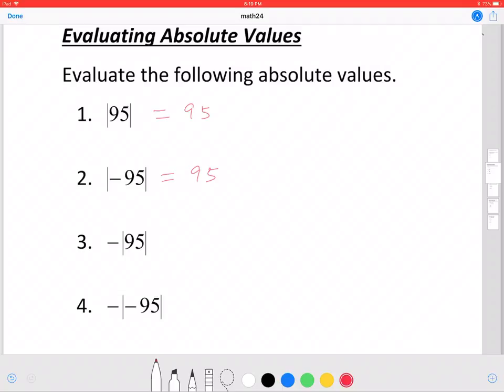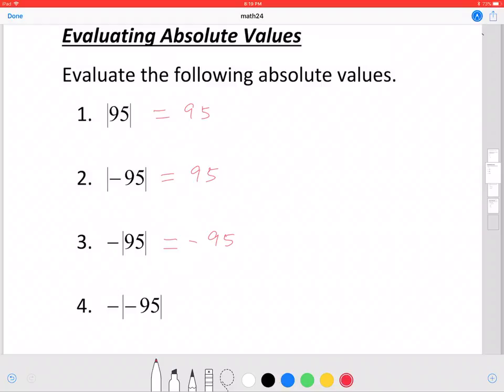Okay, number 3 is a little bit different in that the negative is outside of the absolute value. That means it is the opposite. Remember the opposite? The negative of absolute value of 95. Now the absolute value of 95 is just 95, but it's the opposite of that. So the answer should just be negative 95.